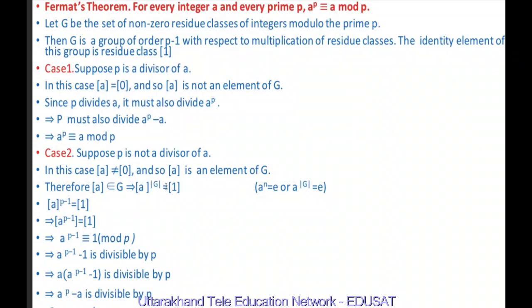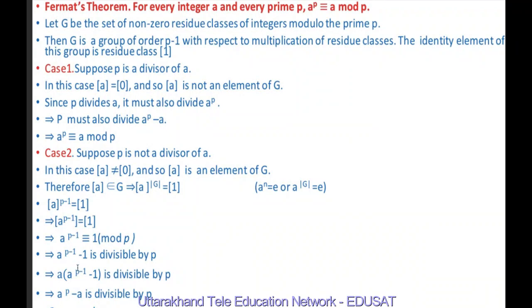Order of G is nothing but p minus 1. Therefore, residue class of a raised to power p minus 1 is equal to residue class 1. Because residue class of a raised to power p minus 1 may be written as a residue class of a raised to power p minus 1. This implies a raised to p minus 1 is congruent to 1 mod p, and this implies a raised to p minus 1 minus 1 is divisible by p.